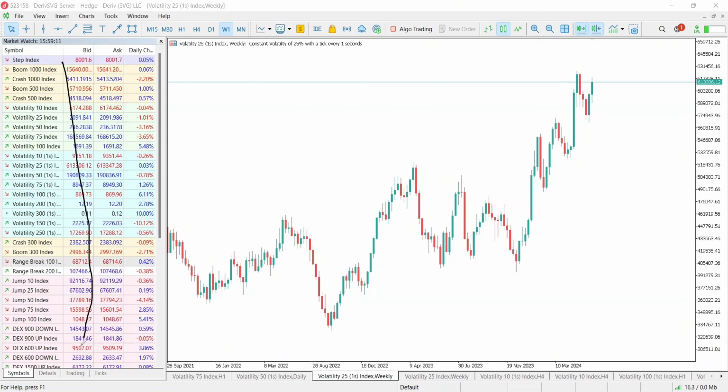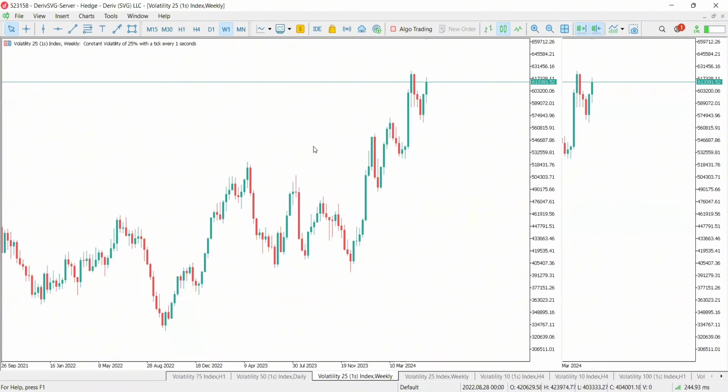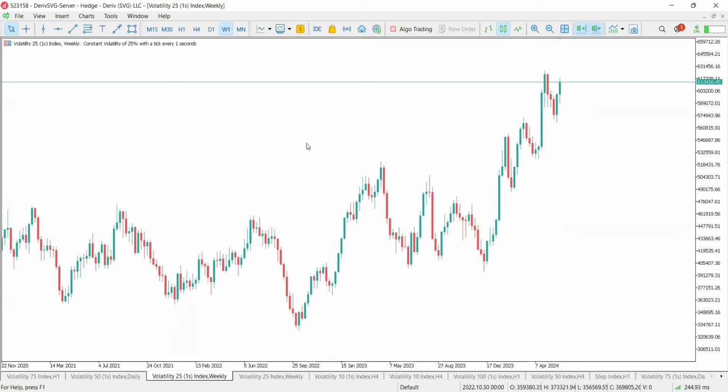All these things may seem very new to you if you're getting to know about synthetics for the very first time, but we trade them just like the way we trade real markets. Another difference is that synthetics operate 24/7, meaning that over the weekend you can also trade. It's not like the normal markets, where by Friday the market closes until the following Monday. So that's what we can briefly know about synthetics.